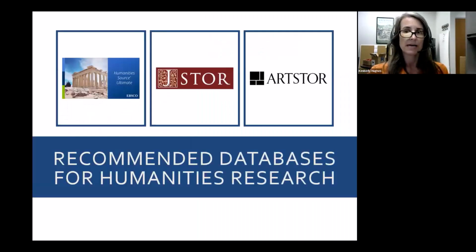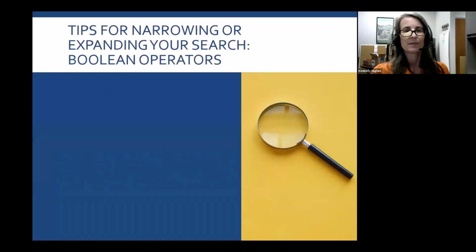And then the three databases that we're going to talk about are EBSCO with the Humanities Source, as well as JSTOR and ARTSTOR. So I'm going to just start with a few little tips for searching databases in general, because it'll help us when we go into EBSCO. It'll help us when we go into JSTOR for certain, because that one we get to do a little bit more. But librarians are special.